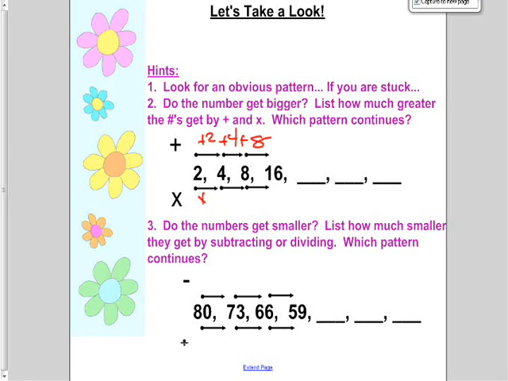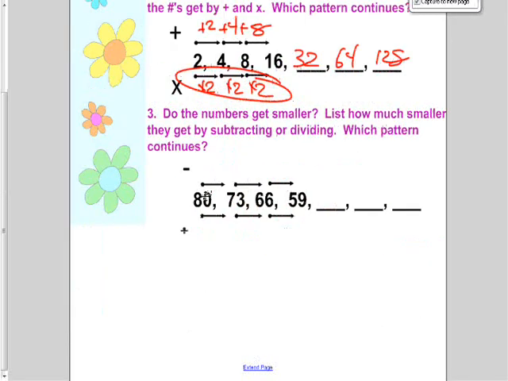Let's try this. Times 2, 4 to 8, times 2, 8 to 16, times 2. So when I write out both, I can see that this is what my rule is, times 2. So we can continue it. 16 times 2 is 32, 64, and 128. All right. How about if the numbers are getting smaller? Let's see how much smaller they get by subtracting or dividing. Which one works? Which pattern continues?